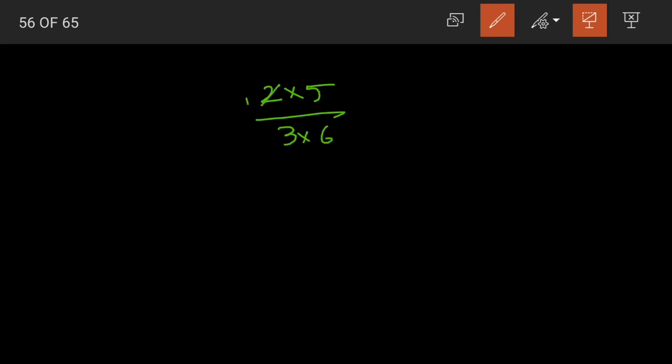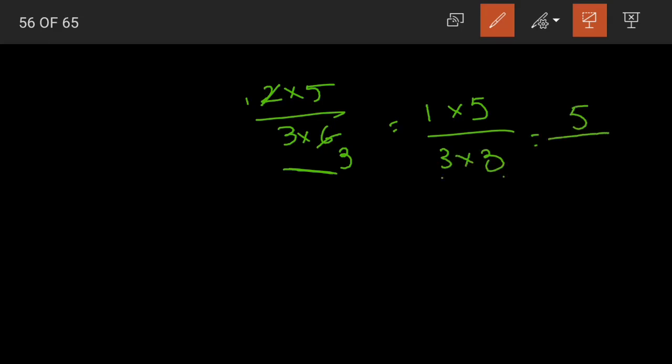We have 2 ones are 2 and 2 threes are 6. If you want, you can write 2 by 6 into 5 by 3 like this. 2 ones are 2, 2 threes are 6. Now what are we left with in the numerator? We are having 1 into 5 divided by, in the denominator, 3 into 3. So 1 into 5, 5, divided by 3 into 3, 9. So 5 by 9 becomes our answer.